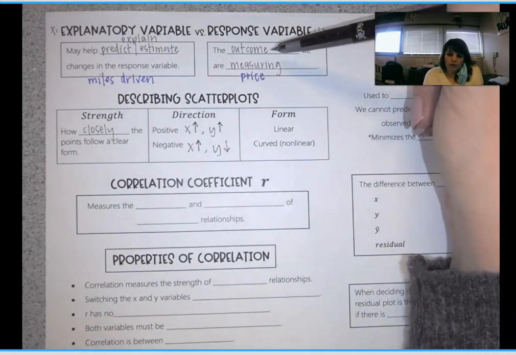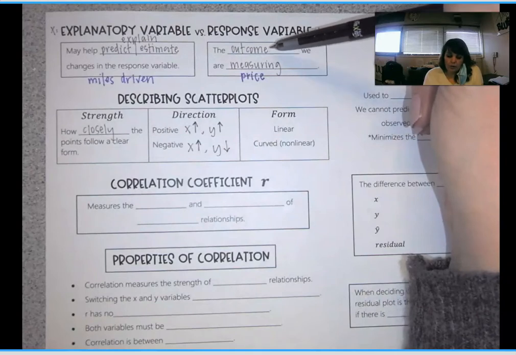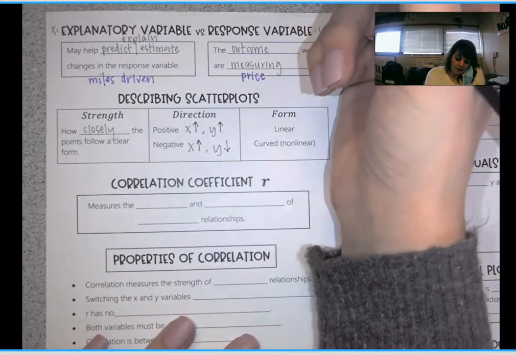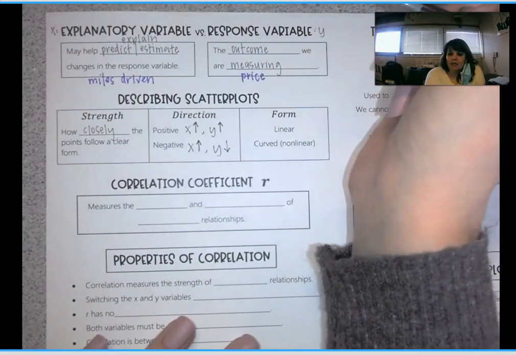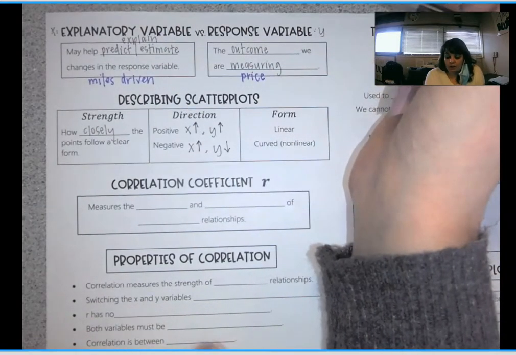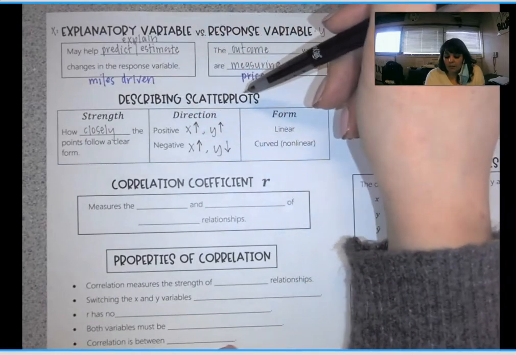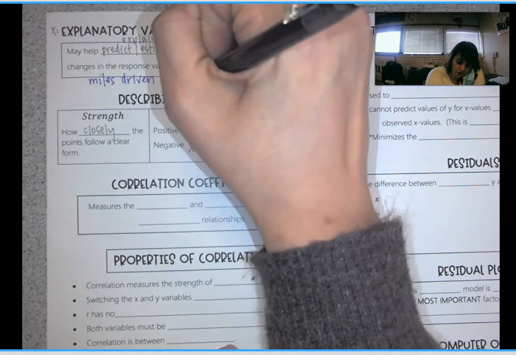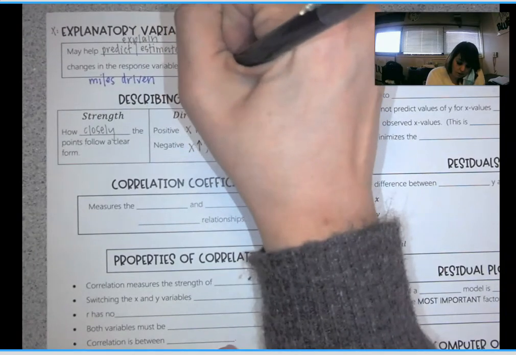So we have two variables, explanatory and response. We can plot those to make a scatter plot. And scatter plots can help us see a relationship between two variables. So when we see here describing scatter plots, we can also think about this as describing relationships.